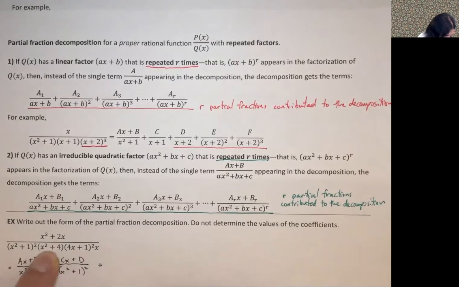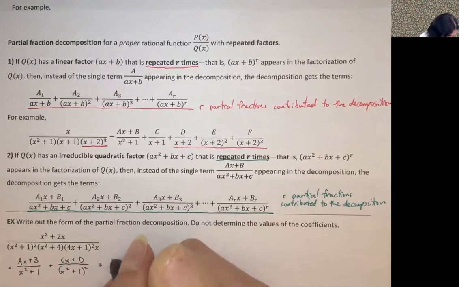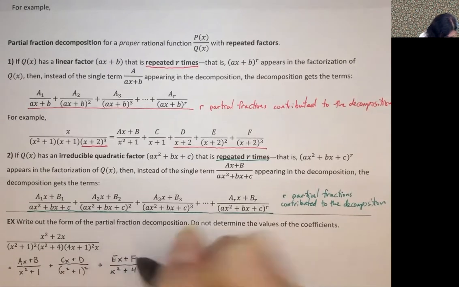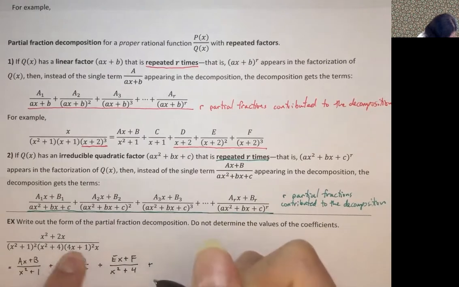Moving on to the next, I have an irreducible quadratic that's distinct. So it just has a single partial fraction, and I need another unknown linear. So ex plus f, say. And now we're moving on to this guy.